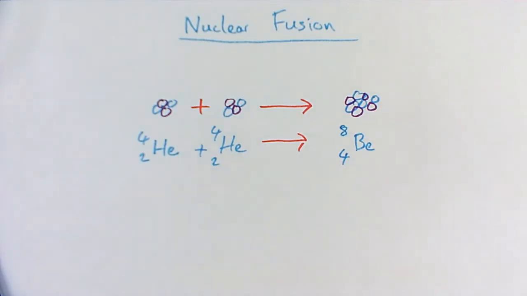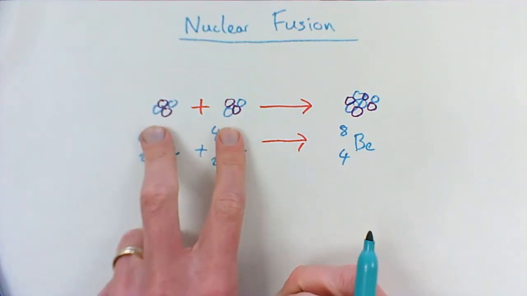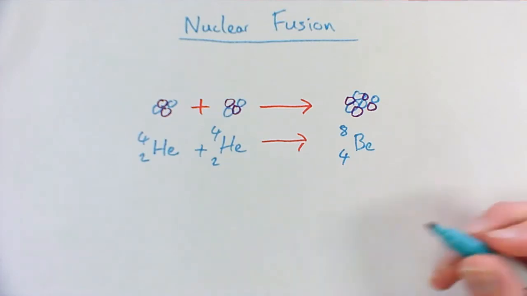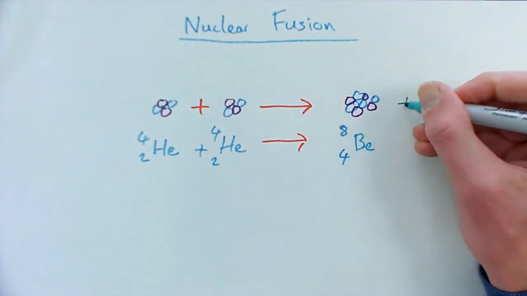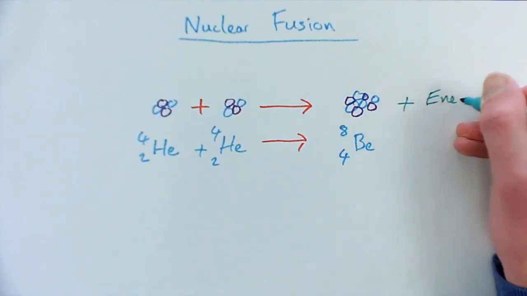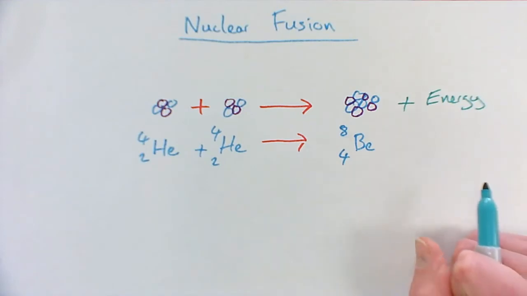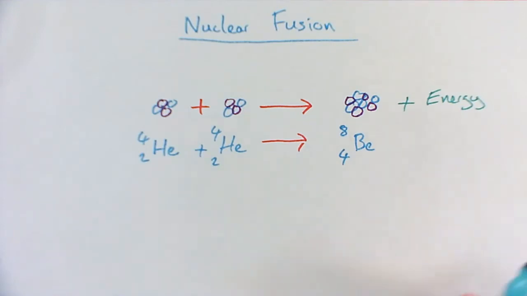So there we go. And while that happens, there's actually a small change in the total mass. So the total mass of these two doesn't quite add up to the mass of these two. And there's some quite complex physics involved there, but that difference in mass is converted into energy. So I'm going to add plus energy. And it's that energy which is radiated from stars.